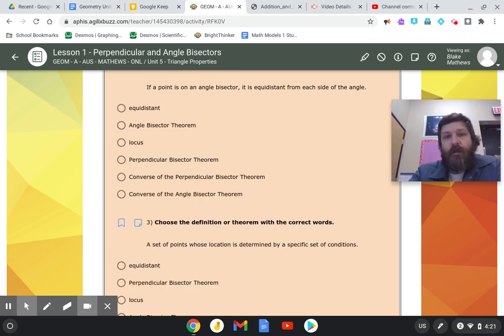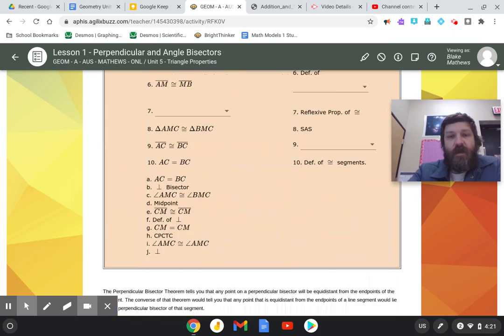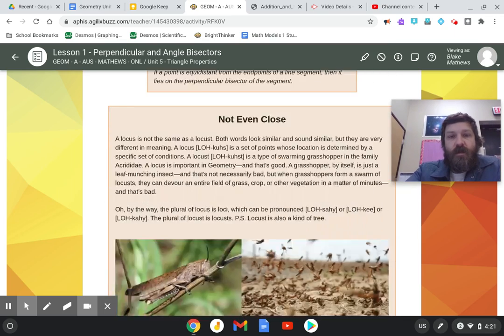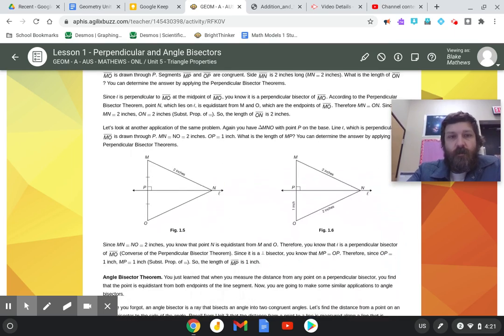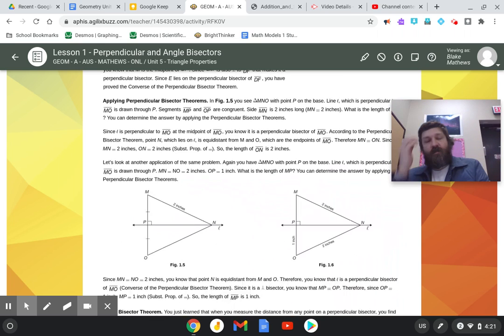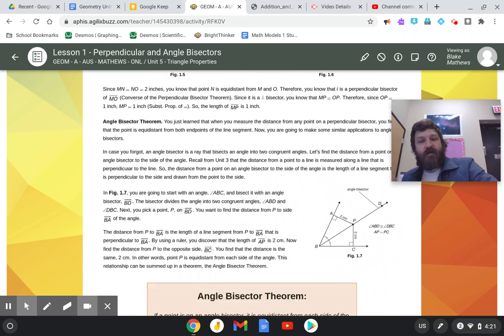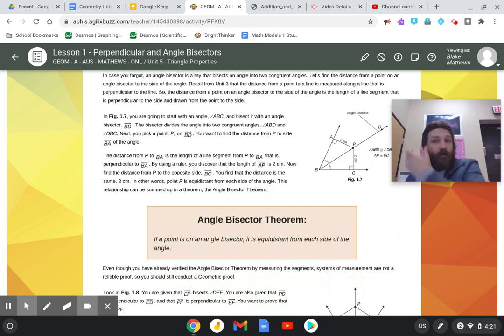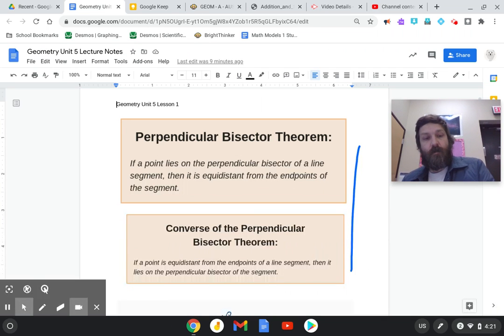All right, let's go back up to the top and look at the other set of theorems they have for us. They also talk about angle bisectors. Remember, an angle bisector is just any line that cuts an angle into two equal parts. The angle bisector theorem says, erase this.